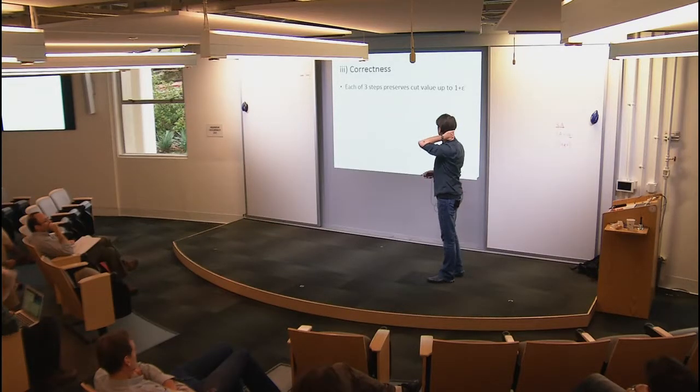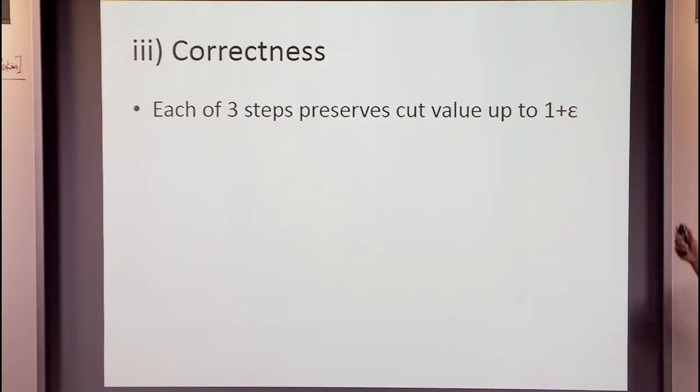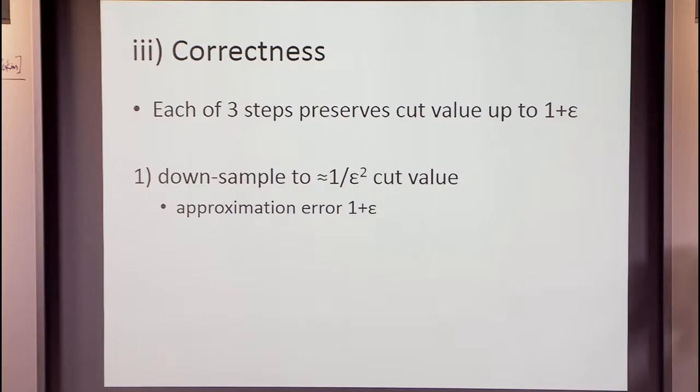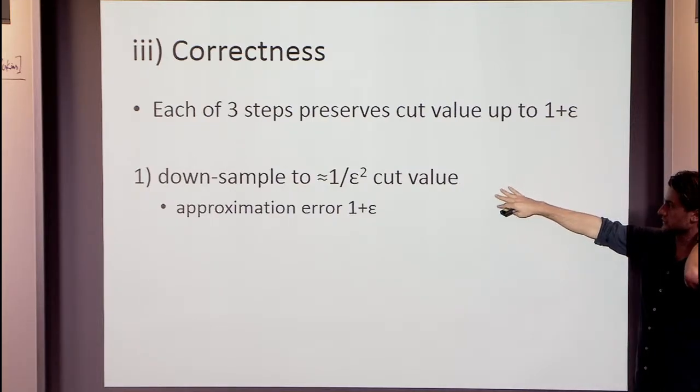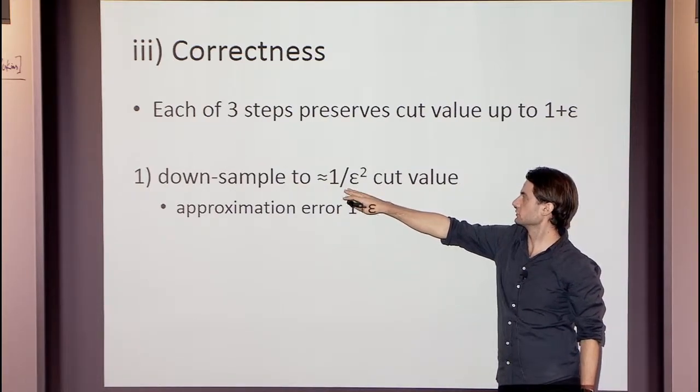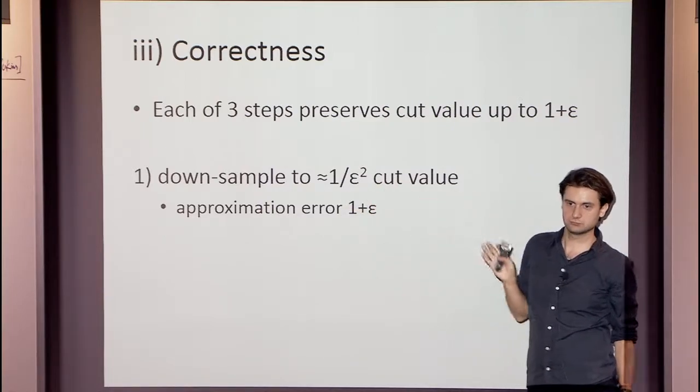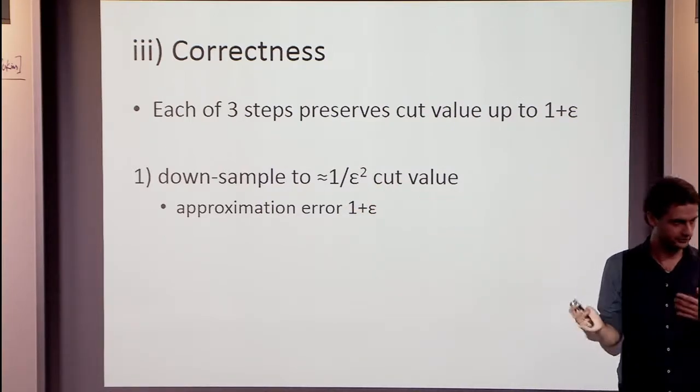Okay, so correctness is composed of 3 steps. 2 of them will be simple. The third one will be the heart of the matter. So we need to prove that each of the 3 steps will preserve the cut value up to approximation 1 plus epsilon. So the first step was to downsample down to 1 over epsilon cut value. Right? So we guessed that the value is something like that.